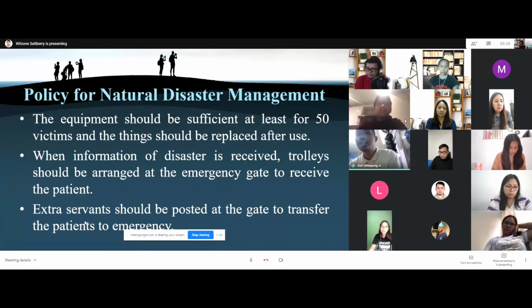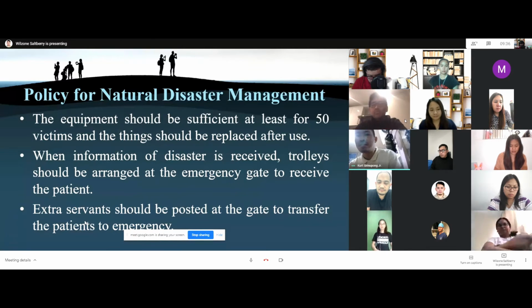Policy of natural disaster management. The equipment should be sufficient at least for 50 victims, and the things should be replaced after use. When information of a disaster is received, trolleys should be arranged at the emergency gate to receive the patients. Extractor vans should be posted at the gate to transfer the patients to emergency. Next slide, please.